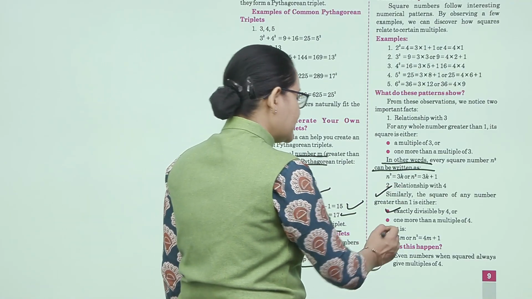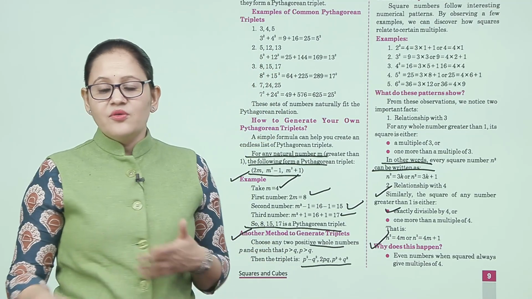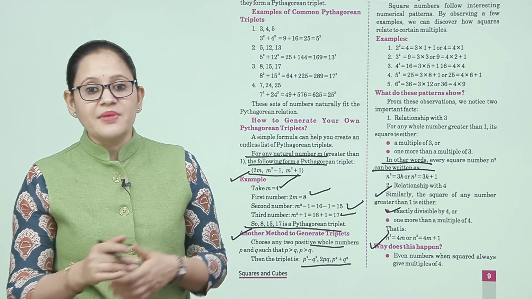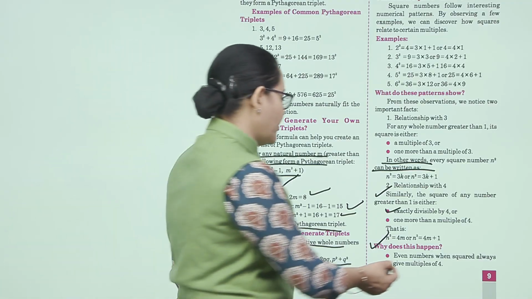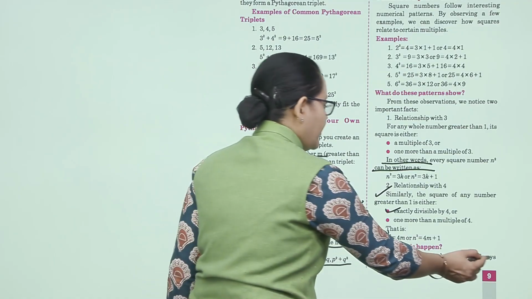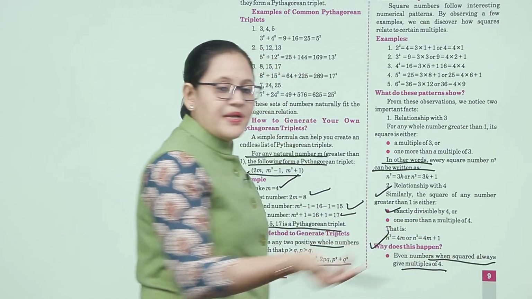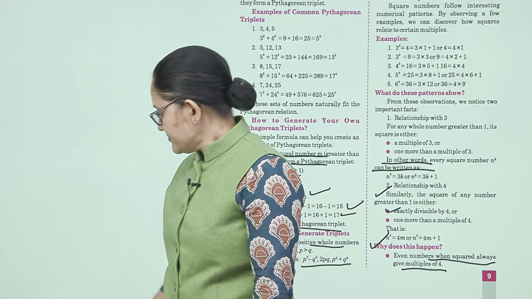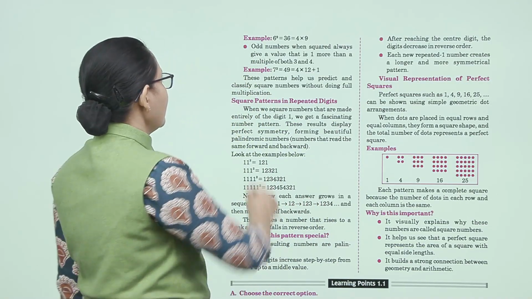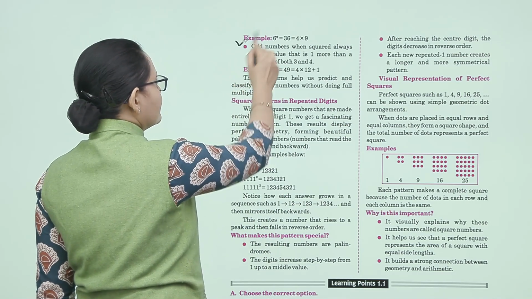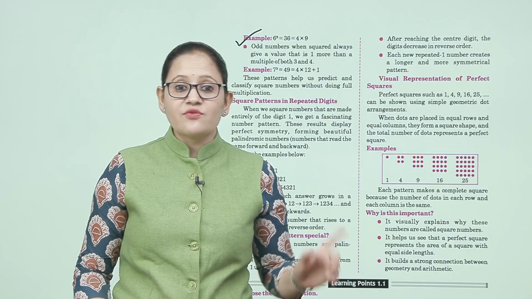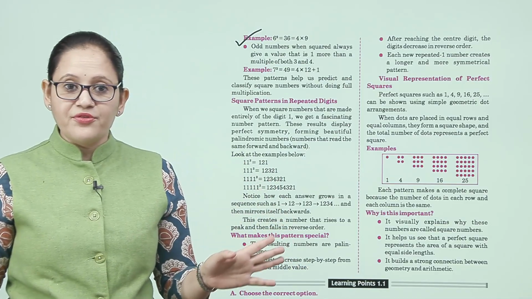Now, why does this happen? Even numbers, when squared, always give a multiple of 4. When the number is even, when we square it, it always gives a multiple of 4. For example, the square of 6 is 36, which is 4 into 9, a multiple of 4.